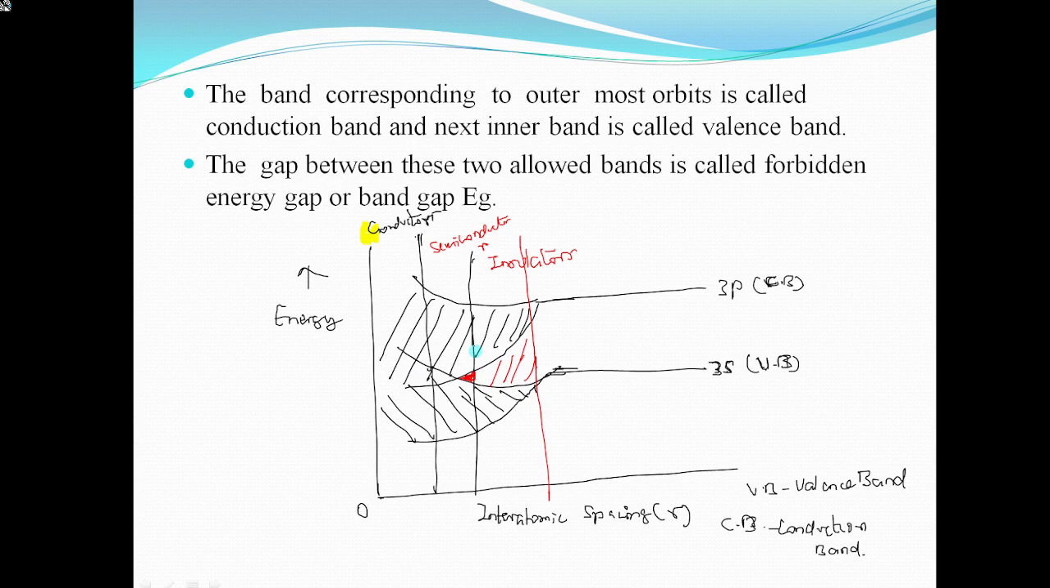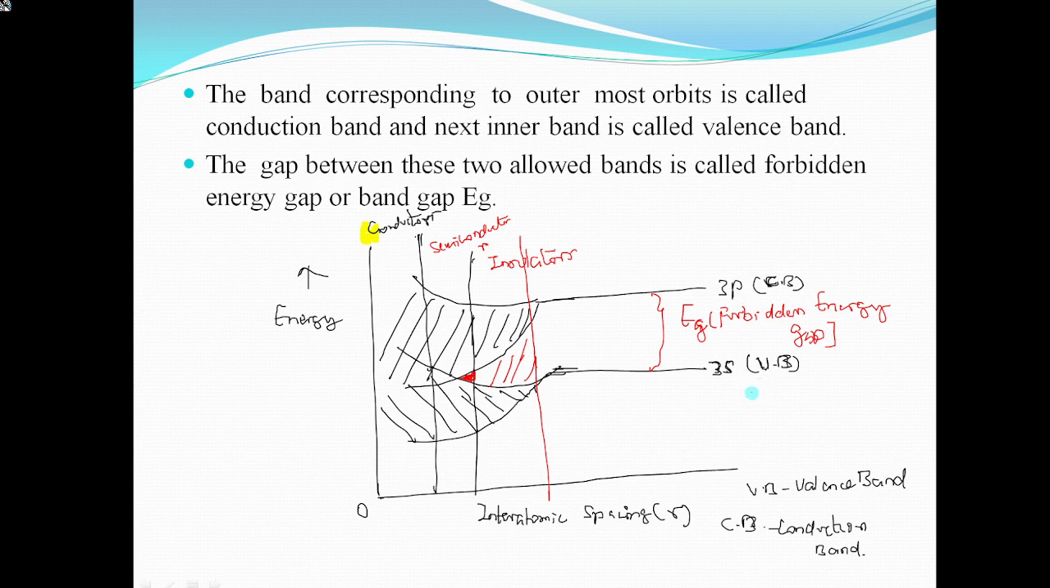So like this, solids are divided into three types: conductors, semiconductors and insulators. The gap between the valency band and conduction band is called the forbidden energy gap. This we call the forbidden energy gap, which is represented by Eg.